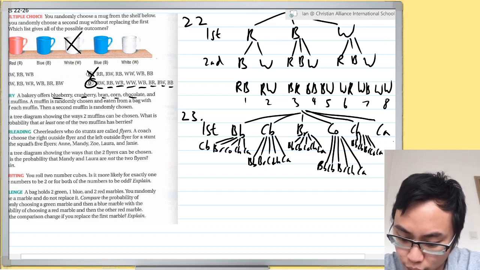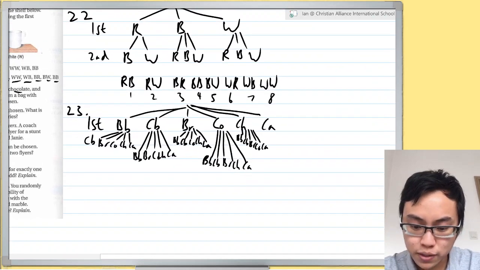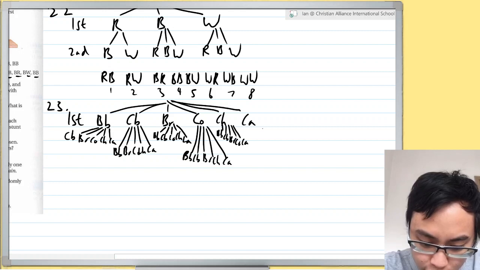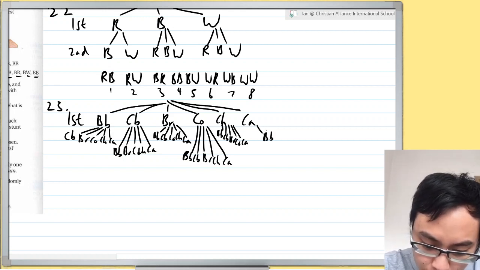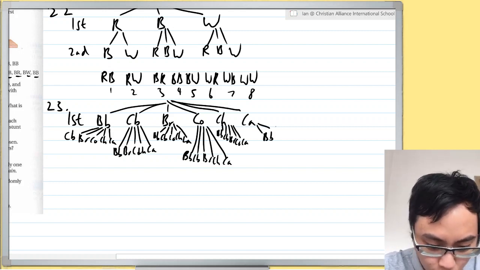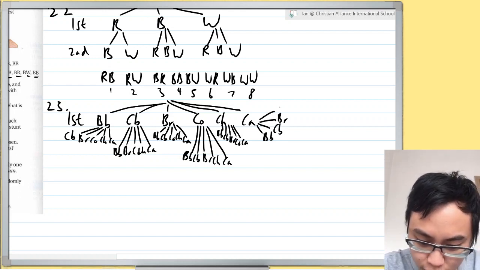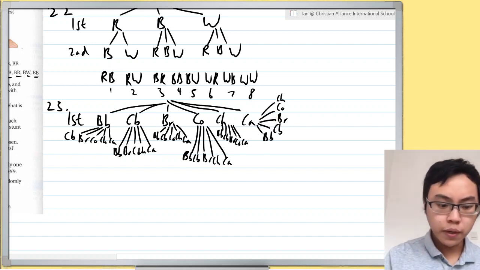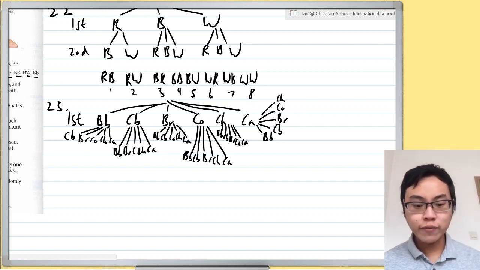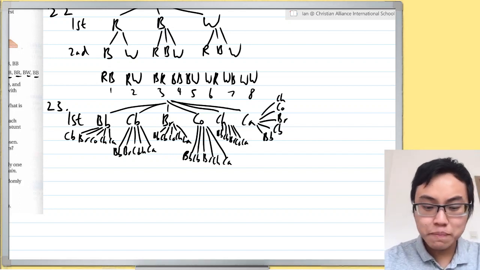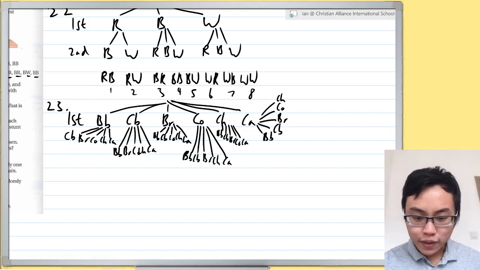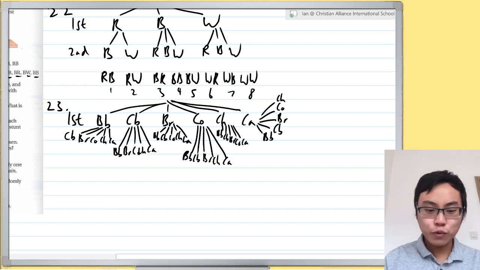And then last one, I know I'm running out of space over here. Then here we can have blueberry, cranberry, bran, corn, and chocolate, and that's it. Okay, so that is our tree diagram. I know it looks very complicated and very messy, but that's just how it is with so many choices.